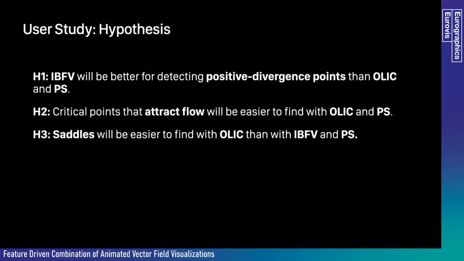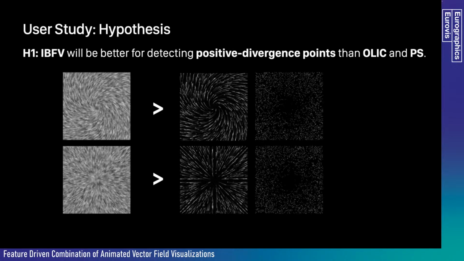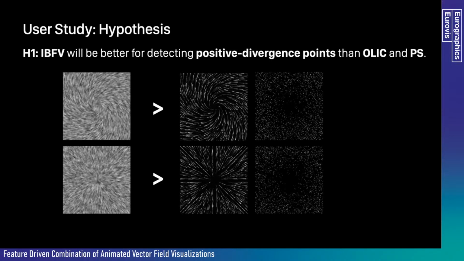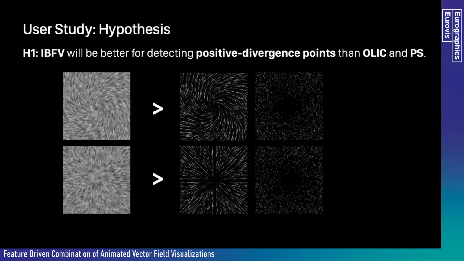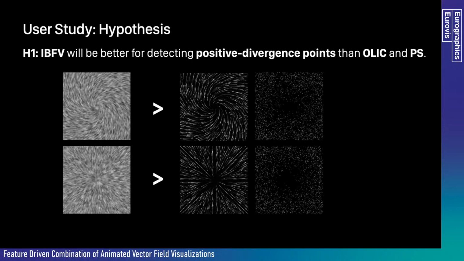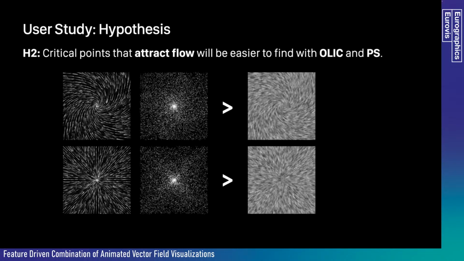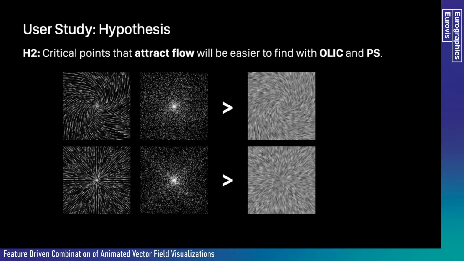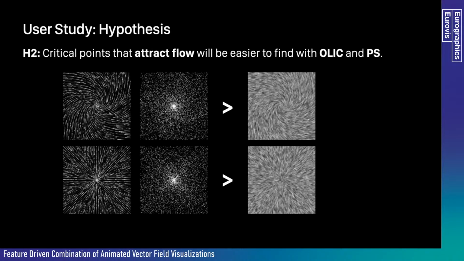Considering the different techniques' characteristics, we draw 3 hypotheses. First, because oriented line integral convolution and particle system are less dense around repelling focus and repelling node than elsewhere, we hypothesize that detecting these 2 kinds of points will be harder with these techniques than with image-based flow visualization. Second, because oriented line integral convolution and particle system present higher density around points that attract flow than elsewhere, they will be more efficient to detect those points than image-based flow visualization.